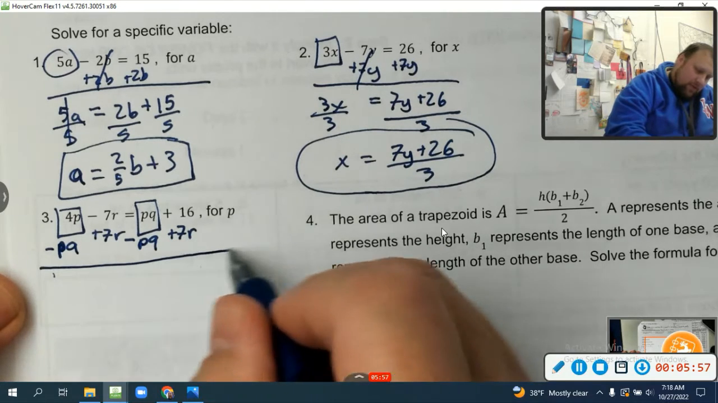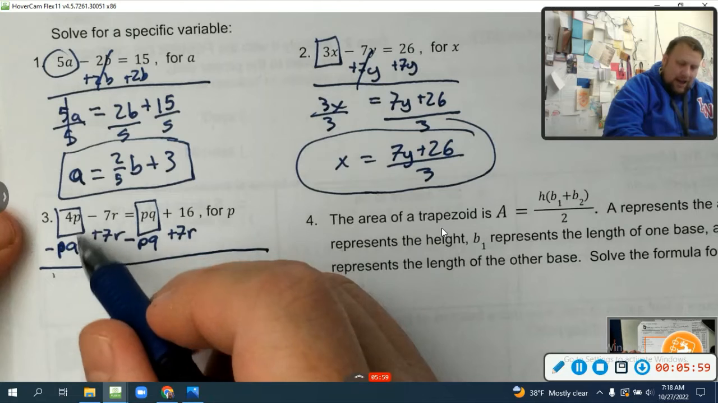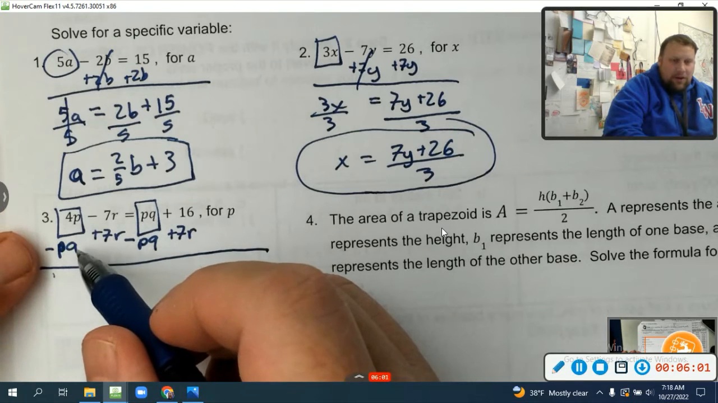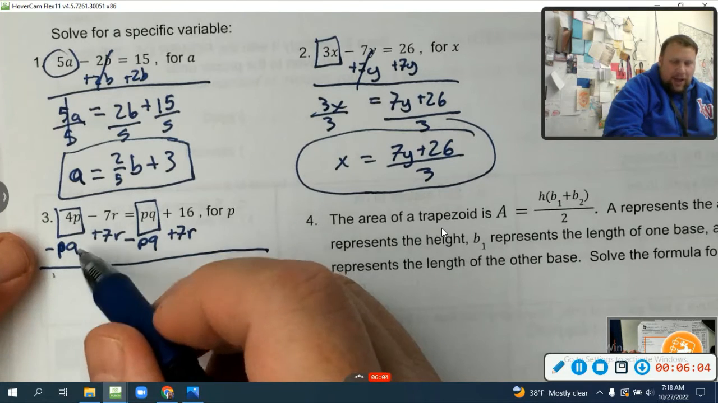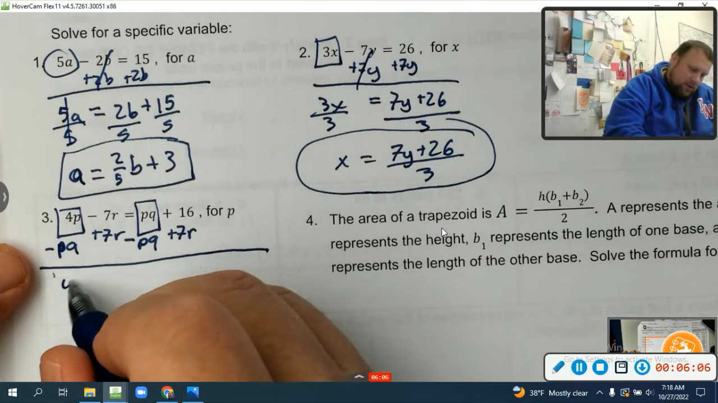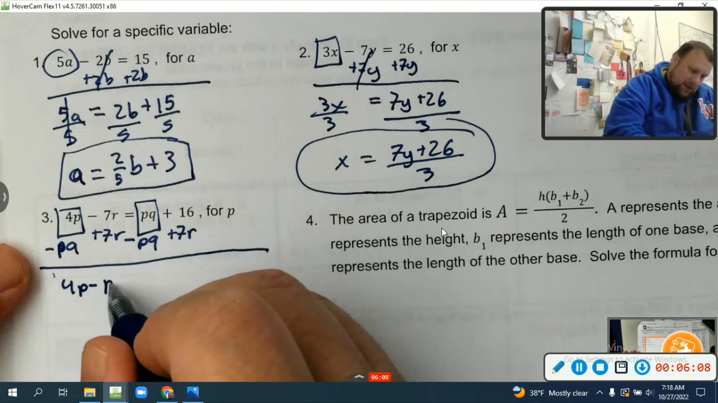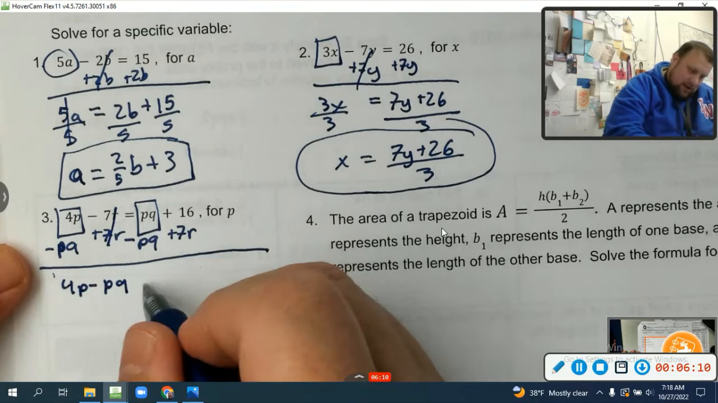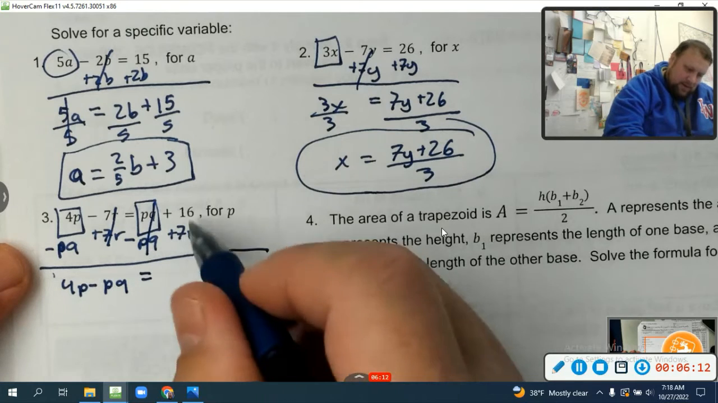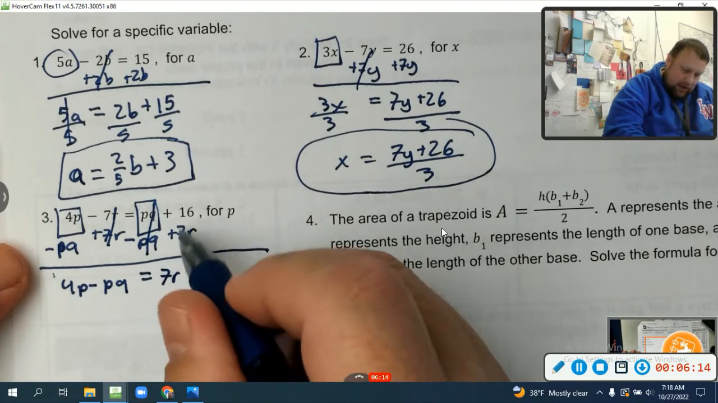Now we want to be careful. Listen up. I cannot combine these, 4p and pq. There's a q in there. There's an extra variable. I can't put those together. So I'm going to have to write it down as 4p minus pq. That's gone. Equals, that's gone. And I like to put that first, 7r and a plus 16.